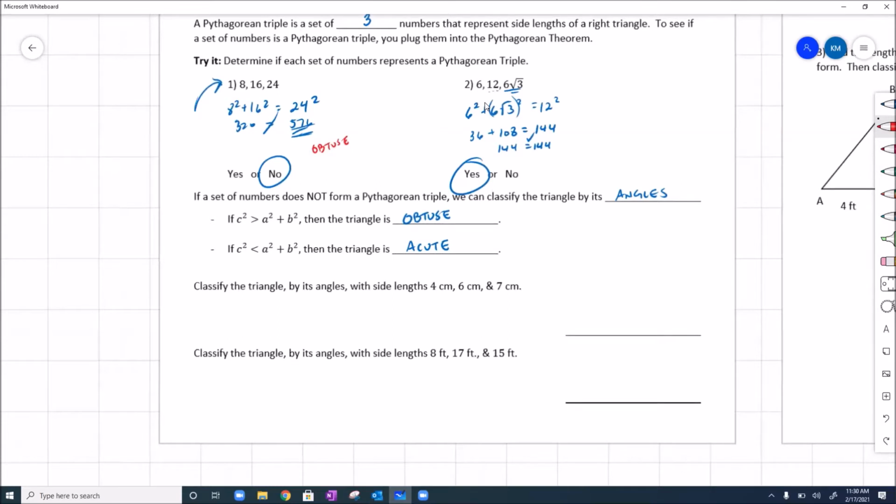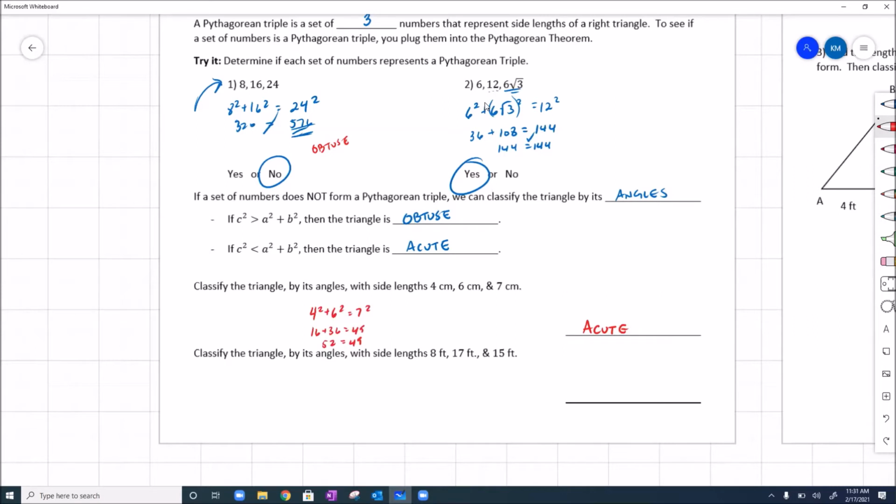Here we go, a couple more examples. It says, classify the triangle by its angles with side lengths 4, 6, and 7. So as we set this up, 4 squared plus 6 squared compared to 7 squared: 16 plus 36 is 52, and 7 squared is 49. So not a right triangle, not equal, but here we see that a squared plus b squared is greater. And so that makes this an acute triangle.